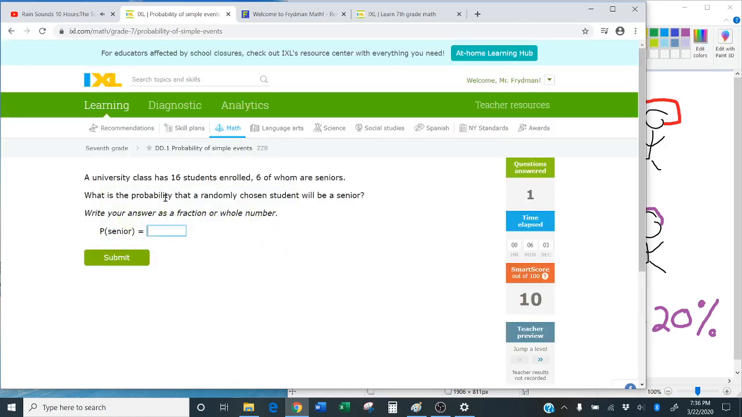A university class has 16 students enrolled, 6 of whom are seniors. What is the probability that a randomly chosen student will be a senior? Again, what do we consider good here? Seniors are good, not sophomores, not freshmen, not juniors. Seniors are good in this problem. So we put the good, which is 6, over the total, which is 16, and that is our probability.